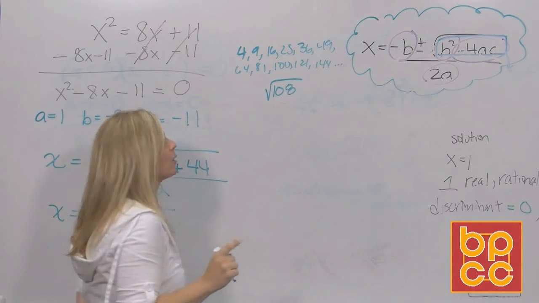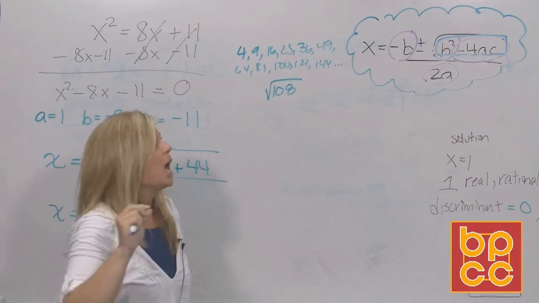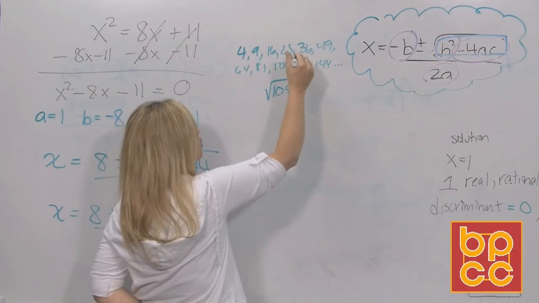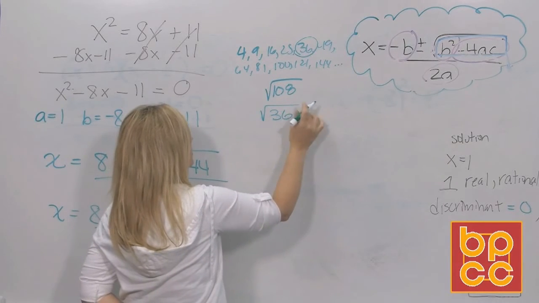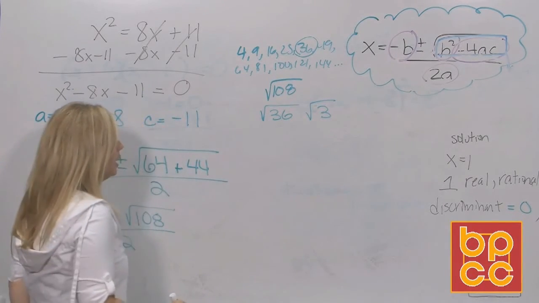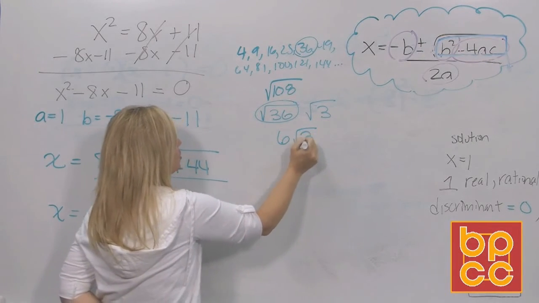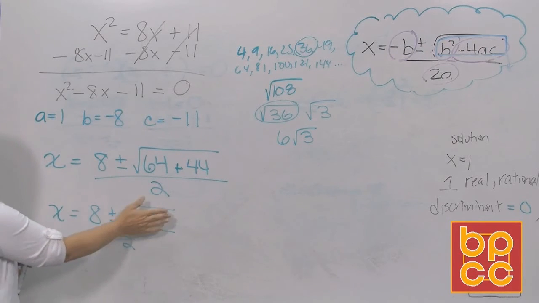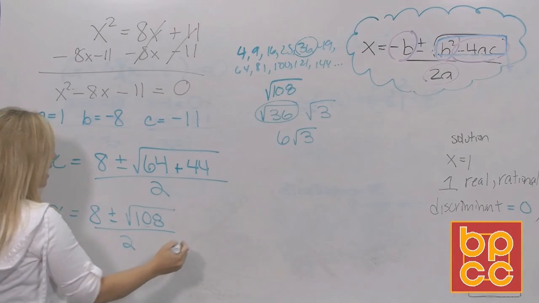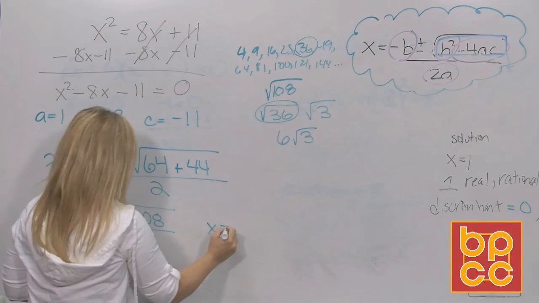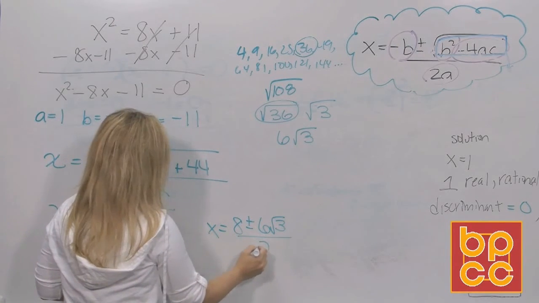You've got to be careful here. I agree, 4 divides into 108 evenly, but that's the smallest. The biggest perfect square that divides into 108 is 36. So we would rewrite 108 as 36 times 3. What is the square root of 36? That's 6. It comes out. Can you square root 3? No. So we replace that square root of 108 with 6 square roots of 3. Now we have x equals 8 plus or minus 6 square roots of 3, over 2.